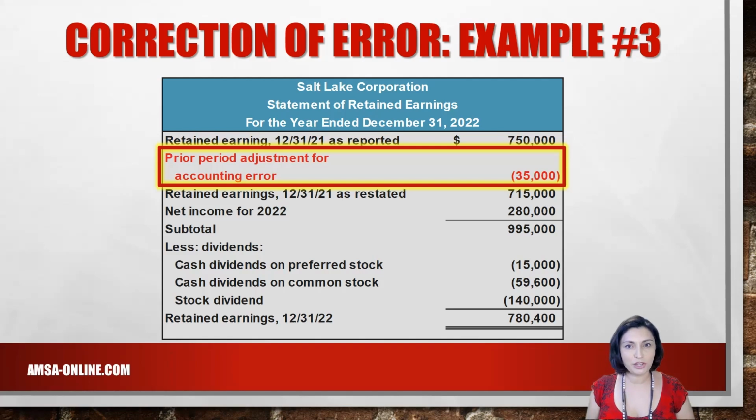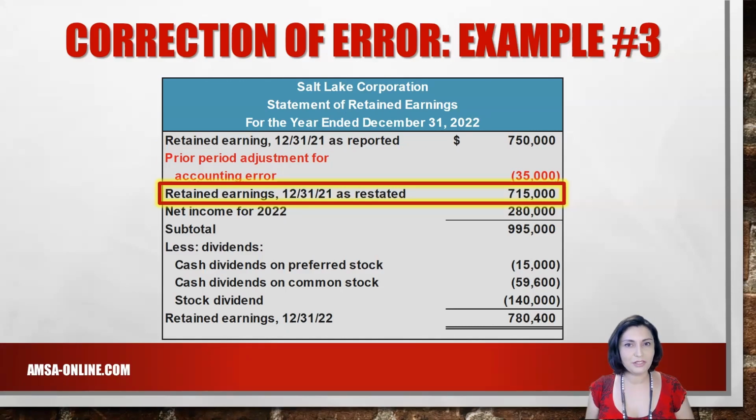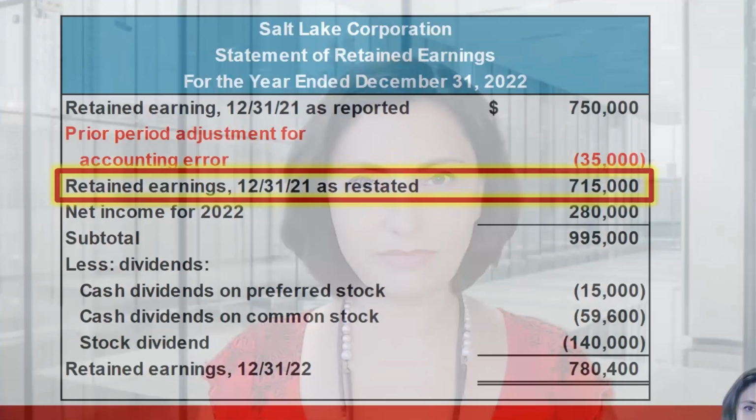The statement of retained earnings in 2022 must include a correction of the retained earnings at the beginning of the year. Retained earnings after restatement is $715,000, which is the ending balance as of December 31st, 2021, as originally reported, less $35,000 prior period adjustment for accounting error.